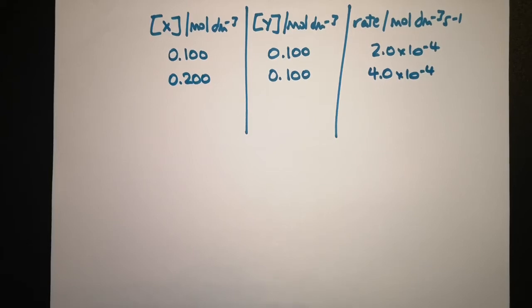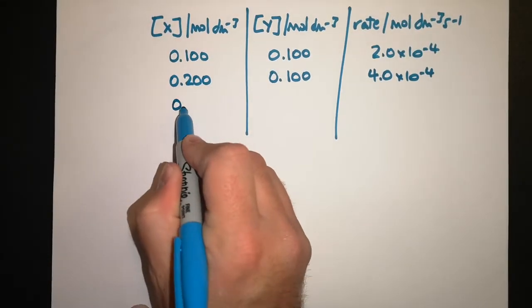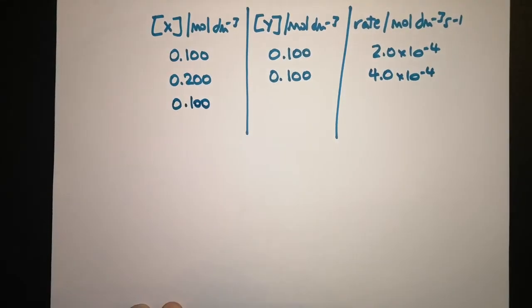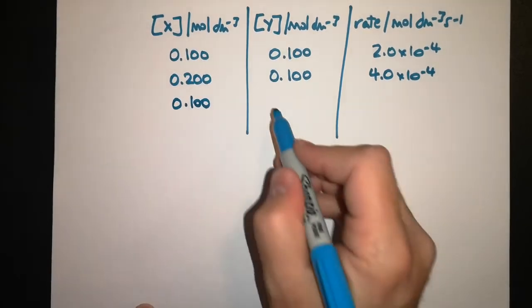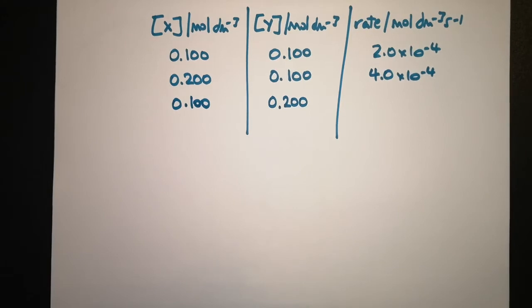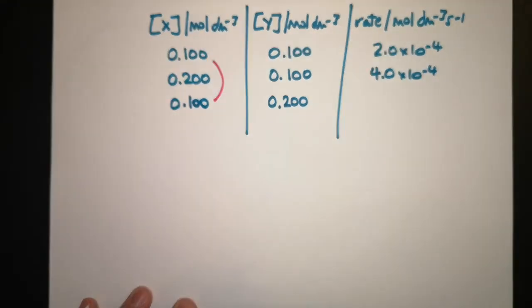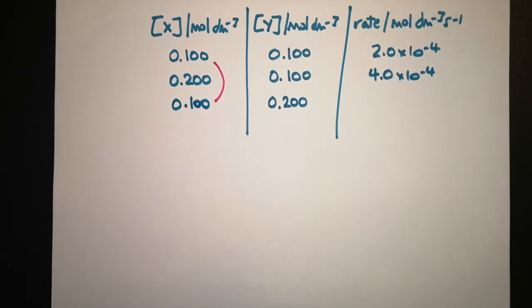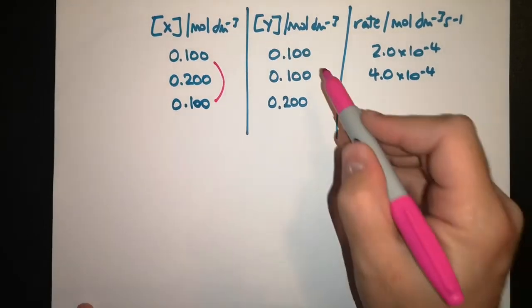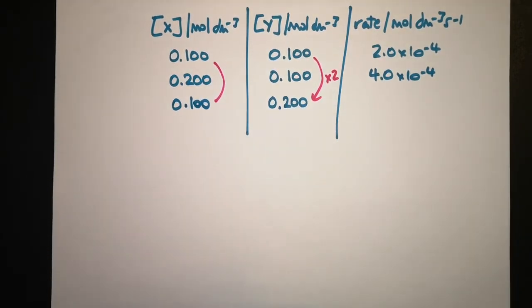Then I would keep the concentration of X constant with one of these experiments. I'm going to keep it constant with the first one, going back to 0.1 mole per decimeter cubed, but I would change the concentration of Y. Here, if you look, I've kept the concentration of X the same between experiments 1 and 3, but I've doubled the concentration of Y. So now let's have a look at the effect on the rate.